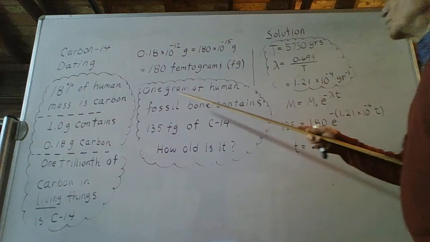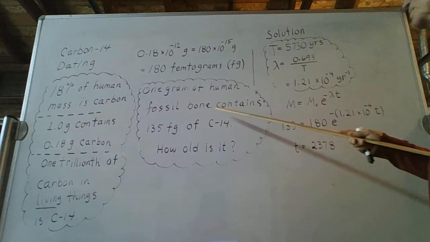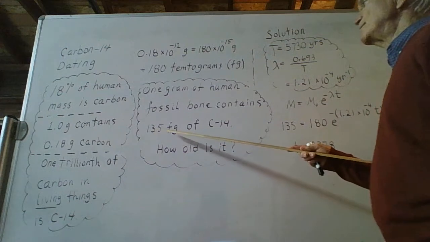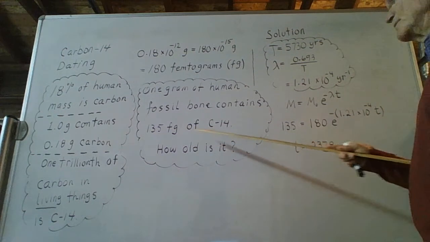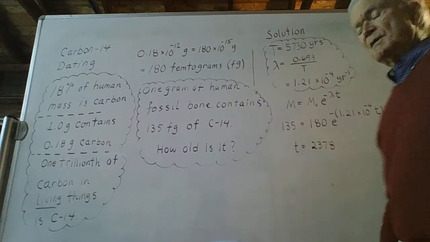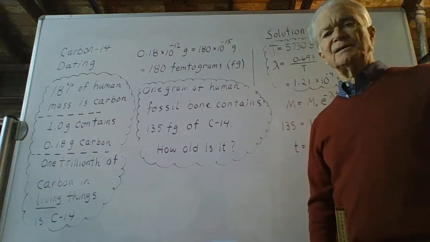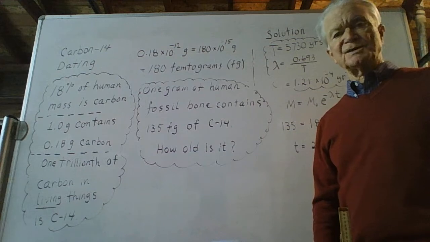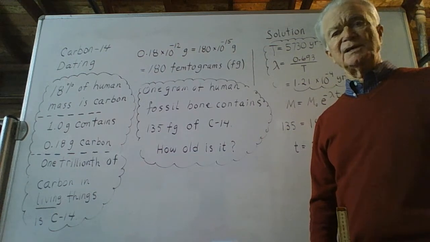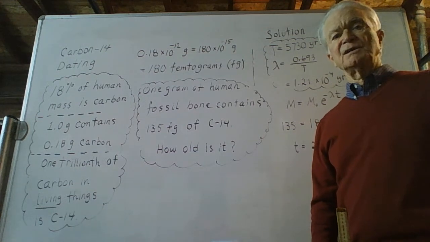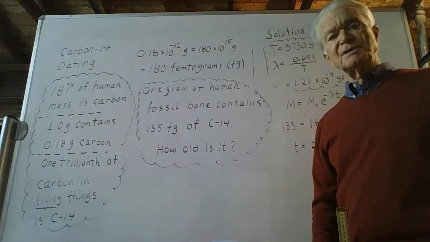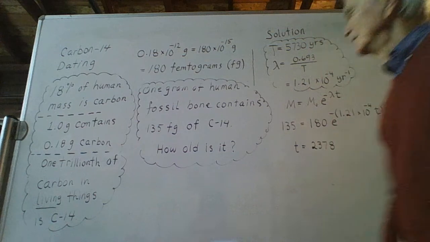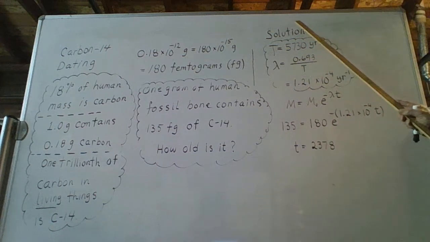Suppose it happens that 1 gram of human fossil bone is measured to contain 135 femtograms of carbon-14. How long ago did that organism, that human, stop eating, stop breathing, stop having its carbon-14 refreshed? In other words, how old is that bone? Well, the solution appears here.